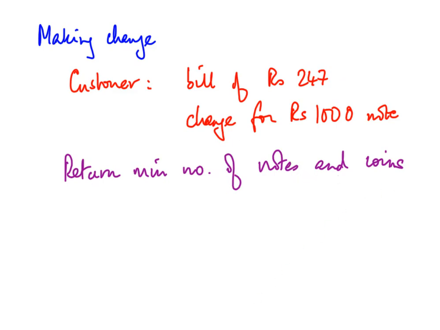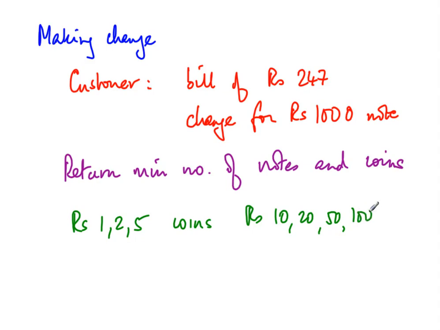And of course now we have to define the set of notes and coins that we are going to choose. So we're going to get a subset of notes and coins from some set. So we'll assume that we have the usual denomination. So we have 1, 2 and 5 rupee coins, and say we have 10, 20, 50, 100 and 500 rupee notes. Okay, so this is what we have to choose from, and now we have to choose the minimum set.